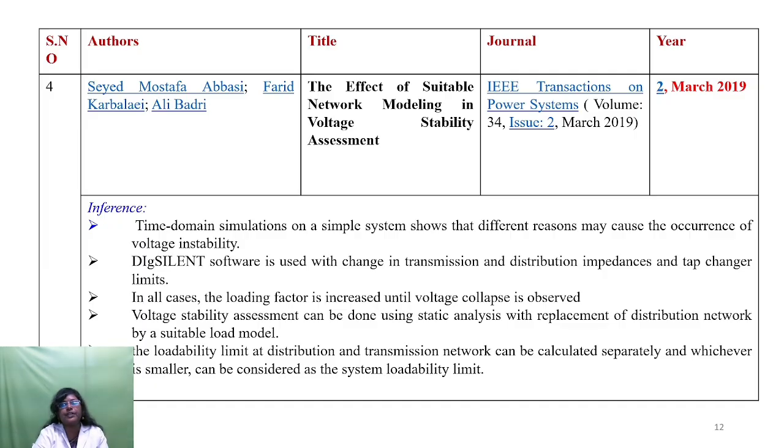And next is the effect of suitable network modeling in voltage stability assessment. This paper is published in IEEE Transactions. Here they are using a time domain simulation on a simple system that shows the different reasons that may cause the occurrence of voltage instability, and they are using DIgSILENT software to change the transmission and distribution impedance and tap changer limits. In all the cases the loading factor is increased until the voltage collapse is observed.